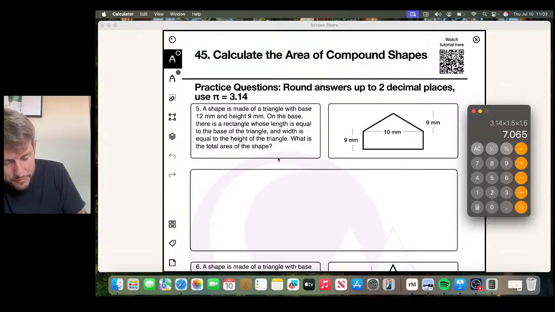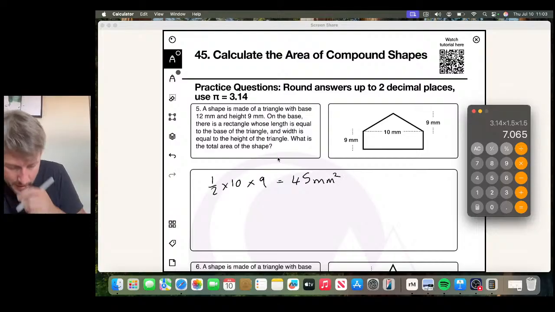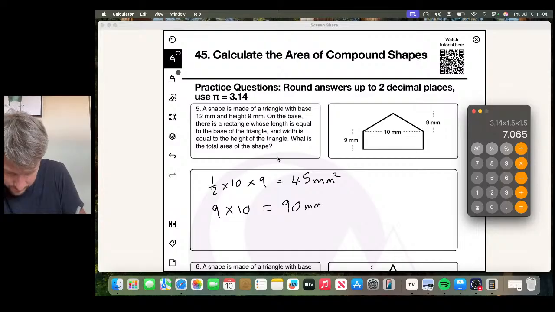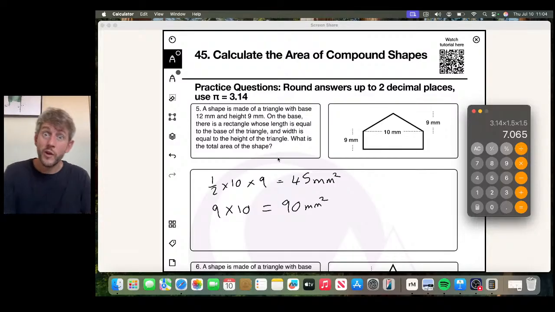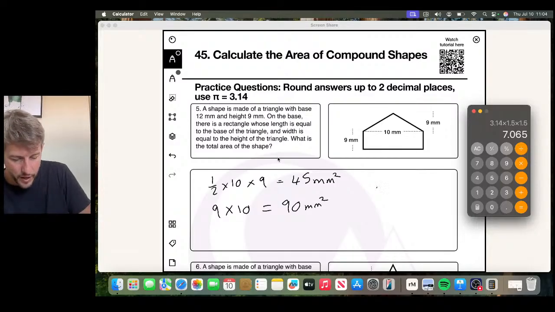So we're going to have, the triangle is going to be half times 10 times 9, and then that's going to equal 5 times 9, which is 45 millimeters squared. And then we're going to have the rectangle, which is just the 9 times 10. So 9 times 10 is 90 millimeters squared. Okay, and then if we add these together, that'll be 135 millimeters squared.